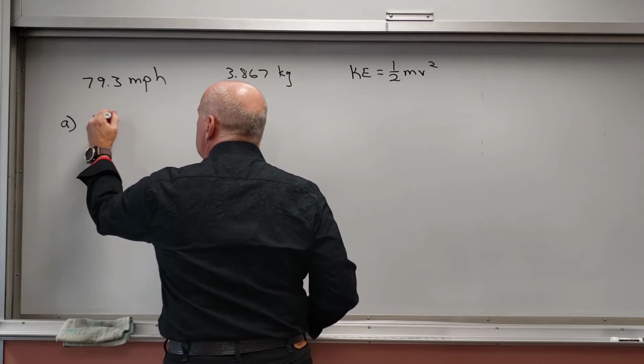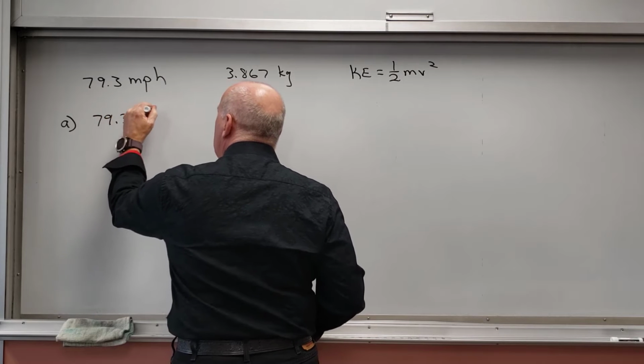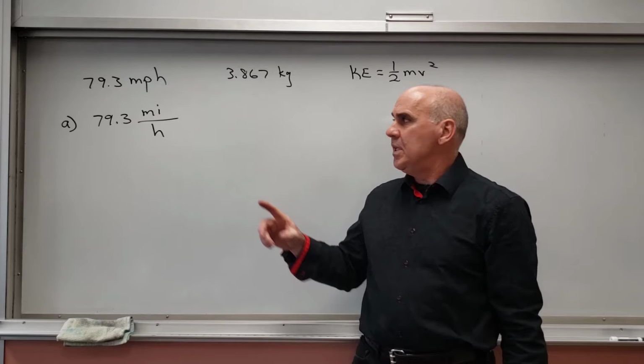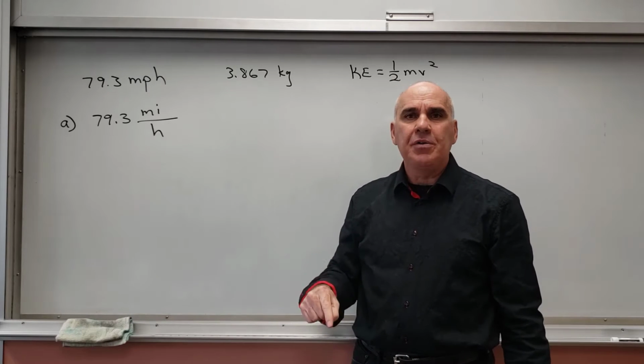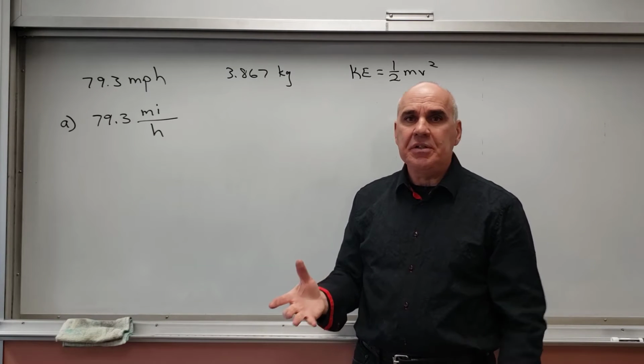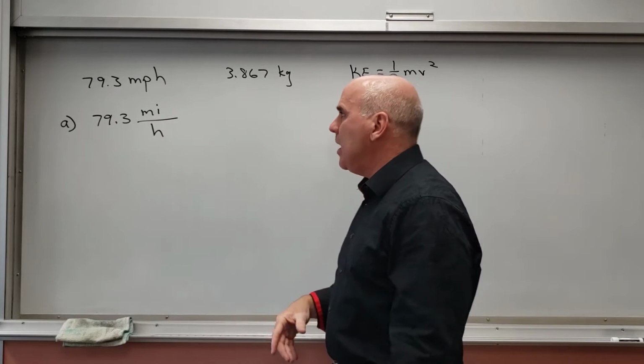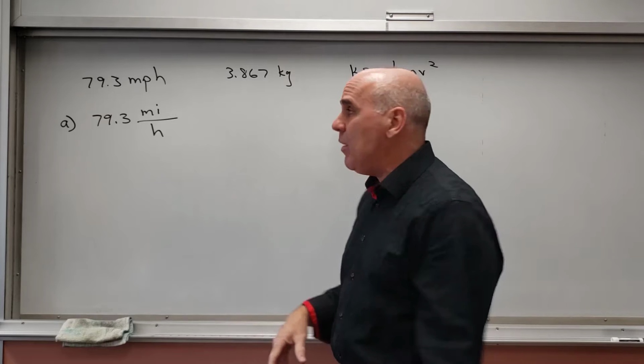I'm going to start off with 79.3 miles per hour. MI is the symbol for miles. H is the symbol for hours in physics and engineering. Those are the abbreviations or the symbols that we use. All right, so I need to convert. I'm going to multiply by 1.